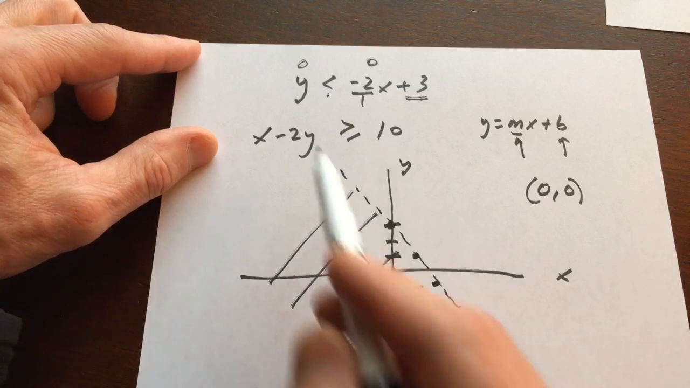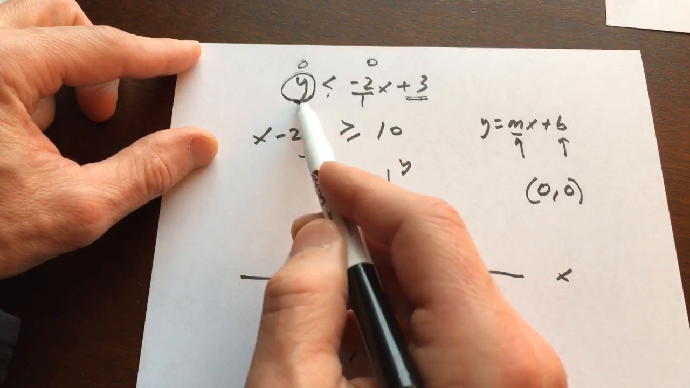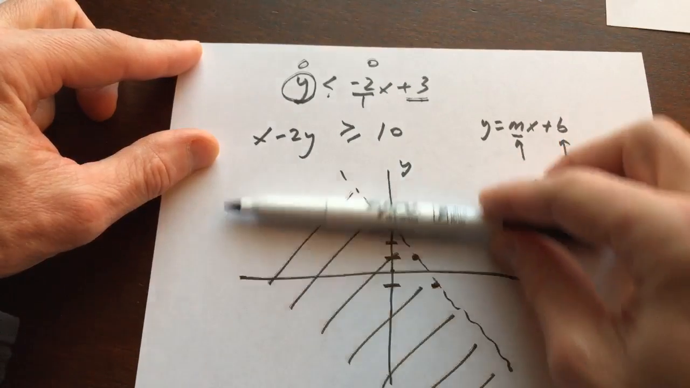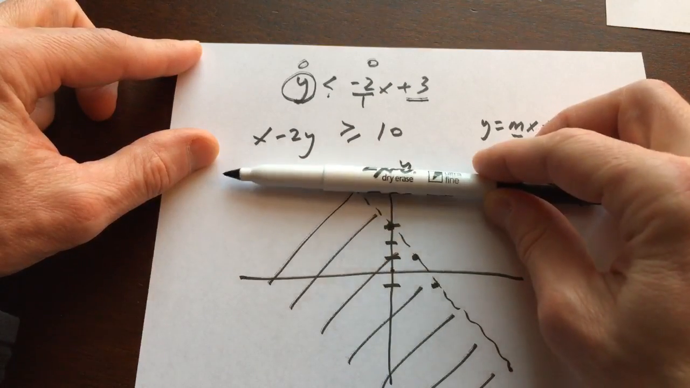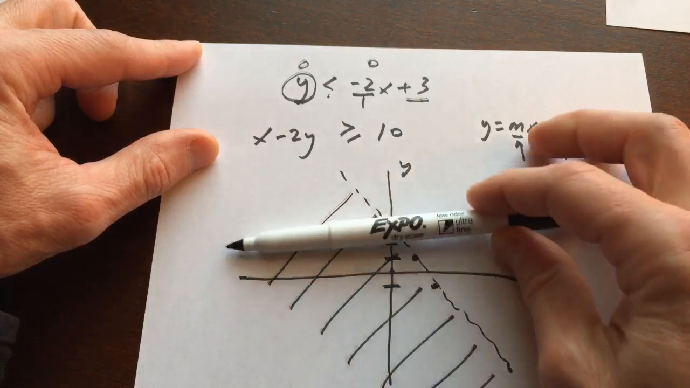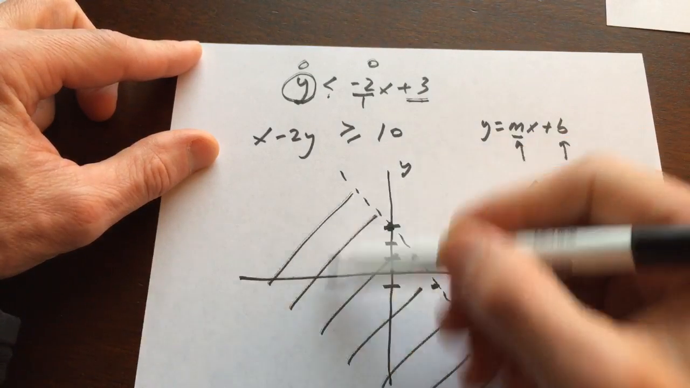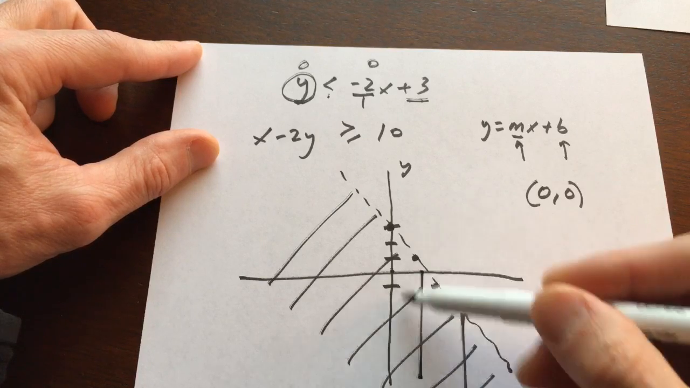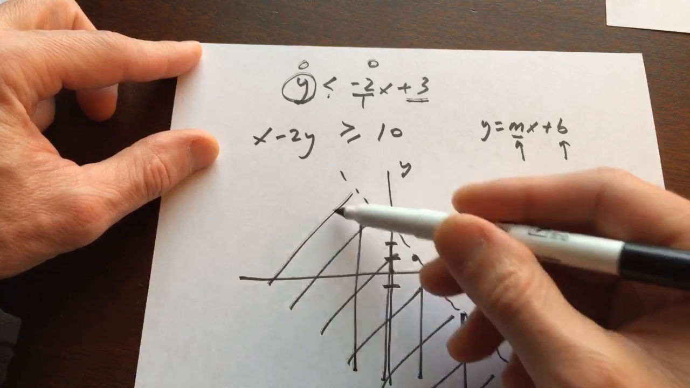The other way to do it is when you get the y by itself, the y controls what? Y controls the vertical, the up and down direction, right? So if the y values are less than negative 2x plus 3, less than means below. So what we're doing is we're shading down. If you pick a point on this line and you shade down, that's going to be below or less than, right? Okay.